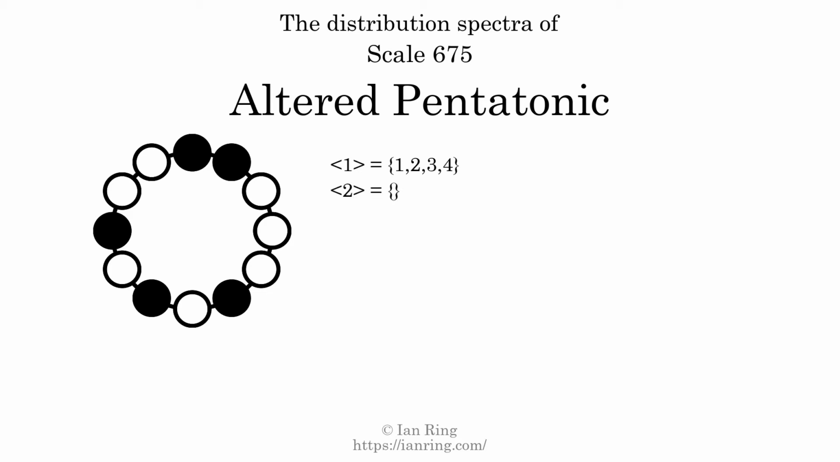The generic interval of 2 scale steps comes in 3 different specific interval sizes: 4 semitones, 5 semitones, and 6 semitones. The spectrum width of this generic interval is 2. The generic interval of 3 scale steps comes in 3 different specific interval sizes: 6 semitones, 7 semitones, and 8 semitones. The spectrum width of this generic interval is 2.